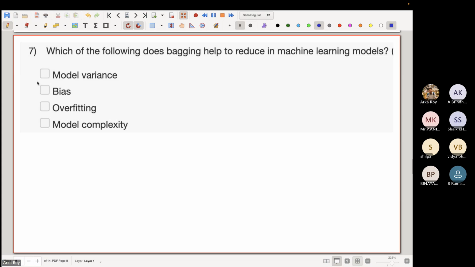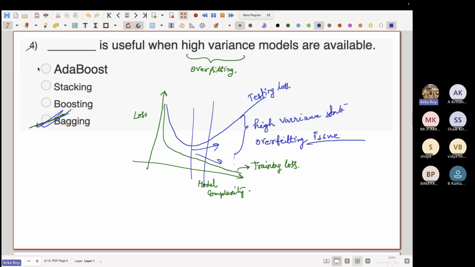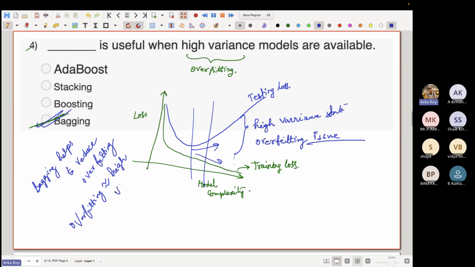So the seventh question asks what bagging basically helps to reduce in a machine learning model. We have already seen the answer; I just referred to this particular slide. So bagging helps to reduce overfitting, and overfitting is analogous to high variance. So this is the main point.